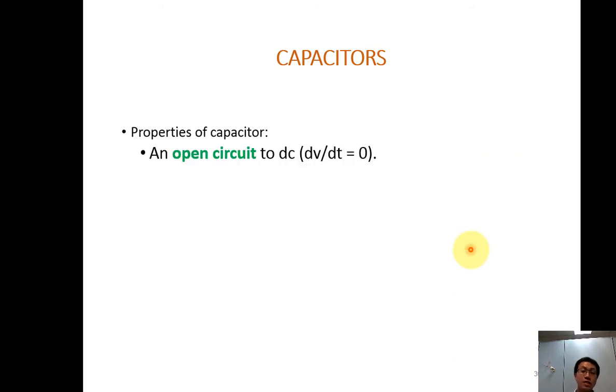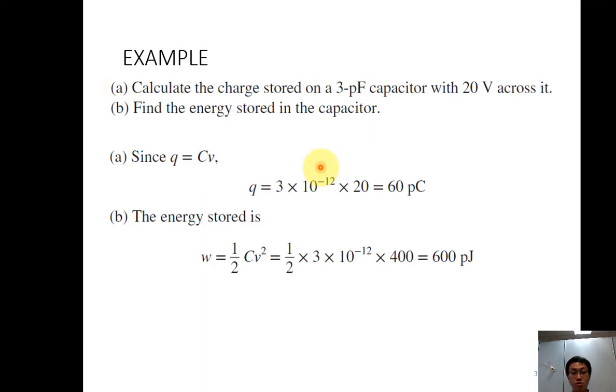So the properties of a capacitor: an open circuit to DC. The capacitor will act as an open circuit. Open circuit means there's no current flowing through the capacitor. When we connect the battery to a capacitor, it will be an open circuit, so no current flows, since dV/dt will become 0.